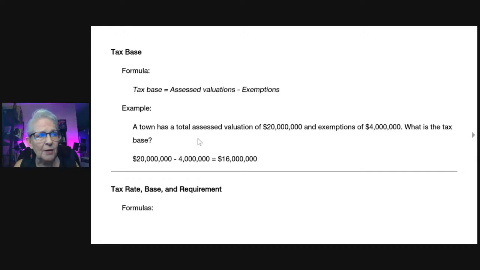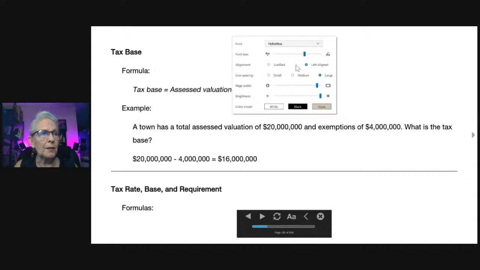Example, a town has a total assessed value up to 20 million and exemptions of 4 million. What is the tax base? So the property value minus the exemption equals 16 million. So then that would be divided by 1,000, remove 3 zeros, would be 16,000, right? Times then the mill rate.